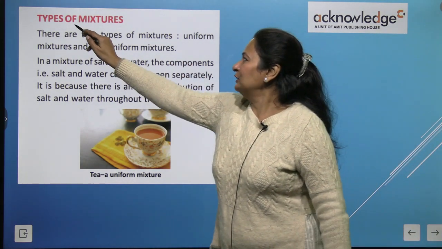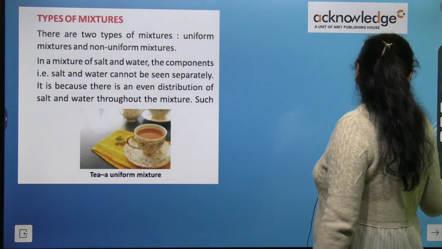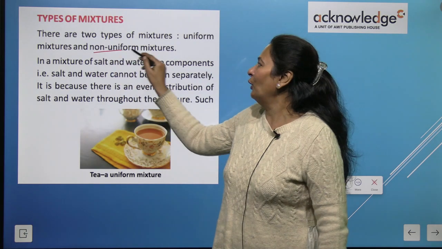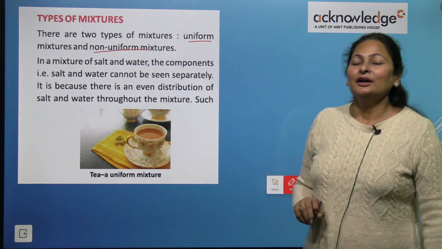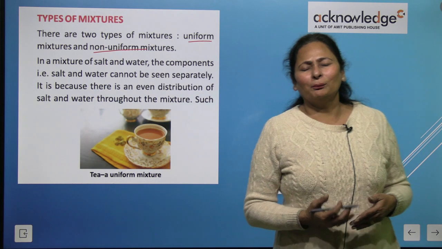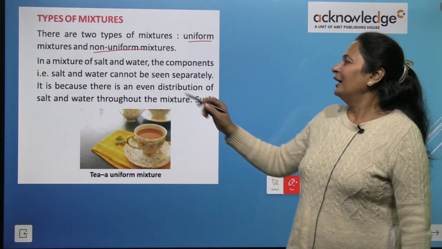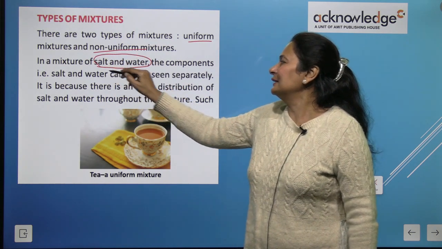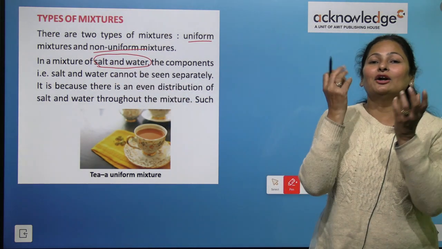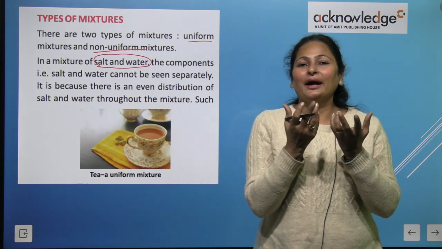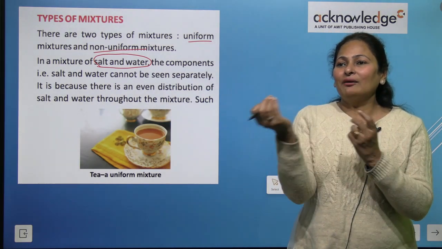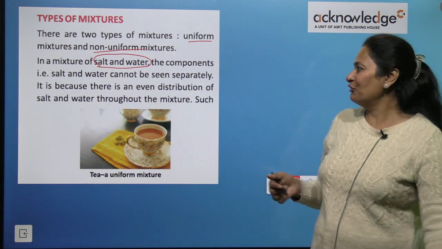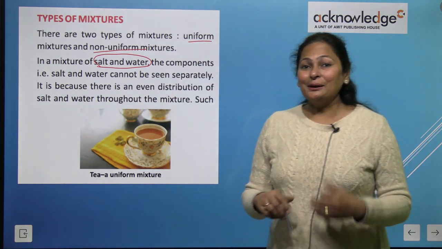There are two types of mixtures. The first is the uniform mixture and the other is the non-uniform mixture. Now let's see what is uniform. Salt and water is an example of a uniform mixture, which means you cannot see where the salt is. It is dissolved completely. So this is called uniform. You cannot see it separately.